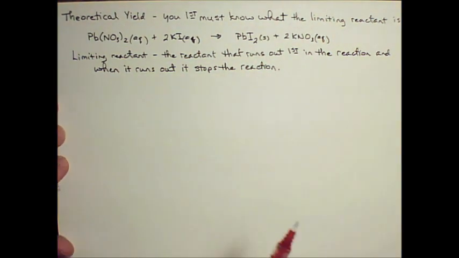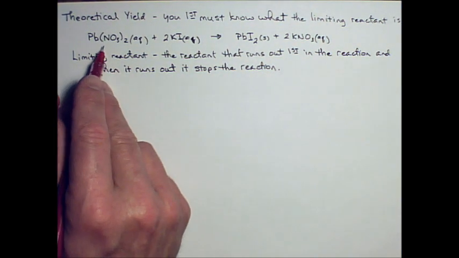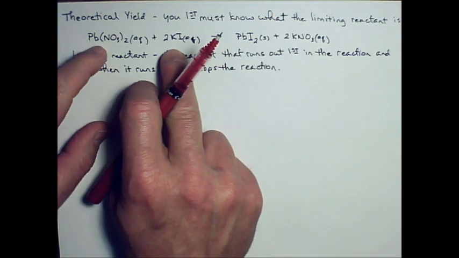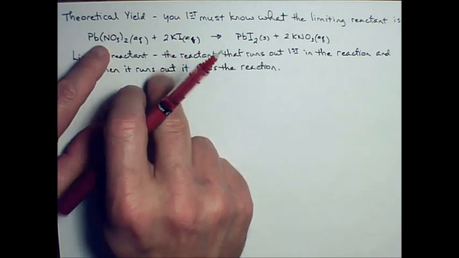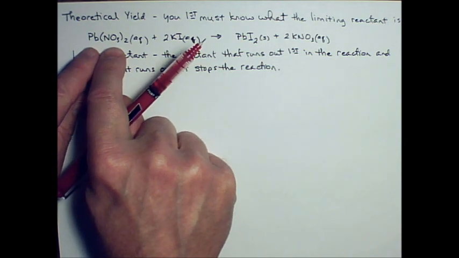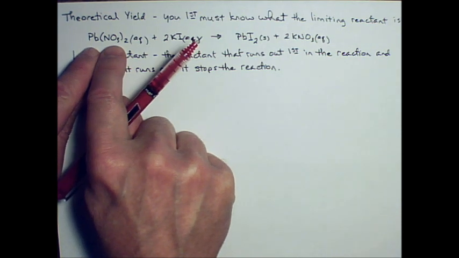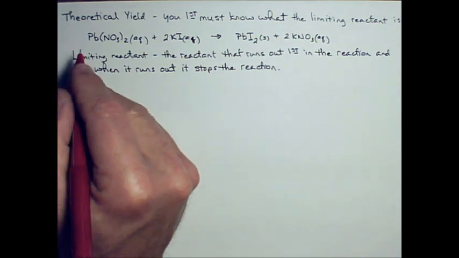All right, so once you figure out what your limiting reactant is, and it might be lead nitrate, it might be potassium iodide, then you can figure out your theoretical yield. I want to show you how to set it up if your limiting reactant is lead nitrate.